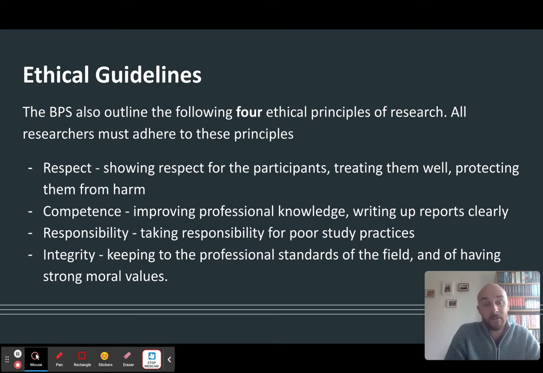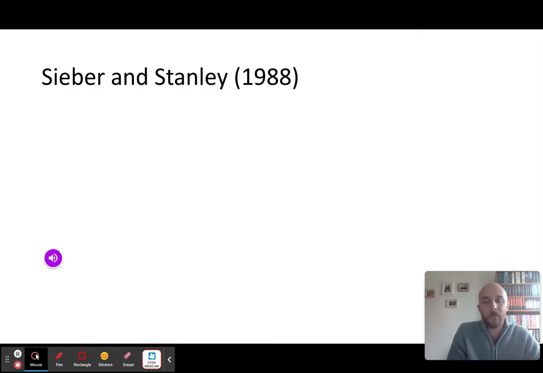Now, AQA at the time of filming this have never actually asked about these four, though they technically are in the spec. So if they do ask about ethical principles of behavior, I would want you to talk about these four. But where we really know the AO1 here is Sieber and Stanley. This is the main AO1 I want you talking about.